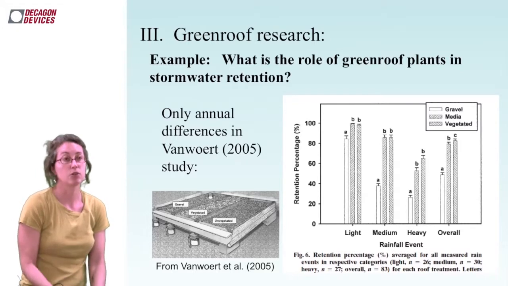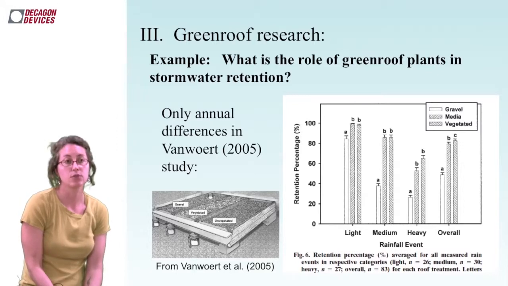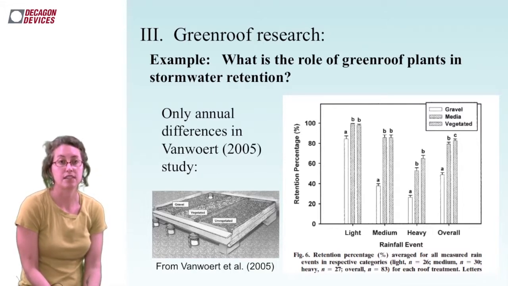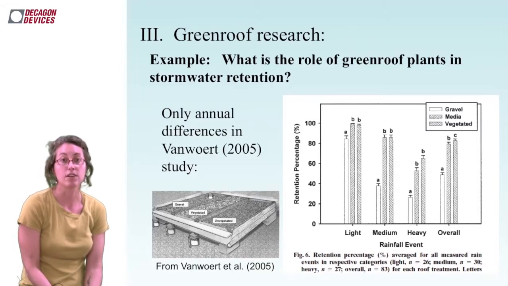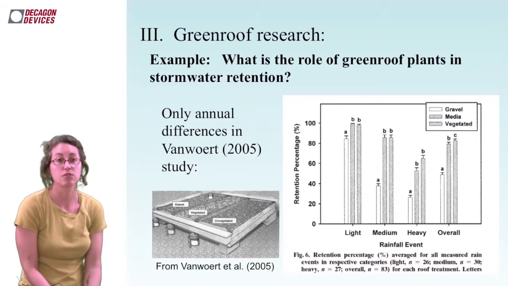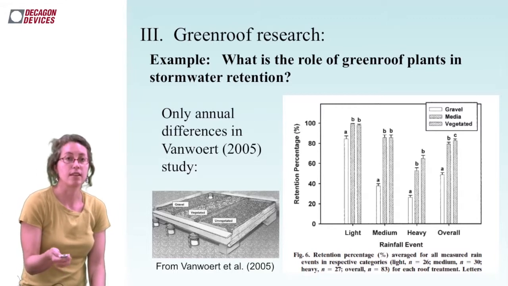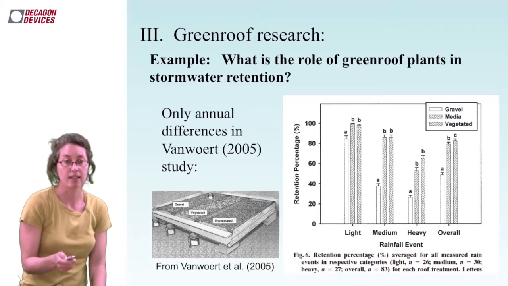They looked at little green roof modules, and they were comparing gravel roofs to vegetated green roofs to unvegetated green roofs. And you can see when they broke out their findings for light, medium, and heavy rainstorms, they didn't really see a difference in retention percentage comparing vegetated to non-vegetated green roofs. Only when they merged their data all together did they see a difference between these two treatments. And if you look over there in that fourth bar column, that difference wasn't even really that great.